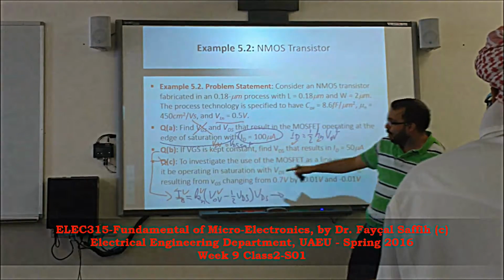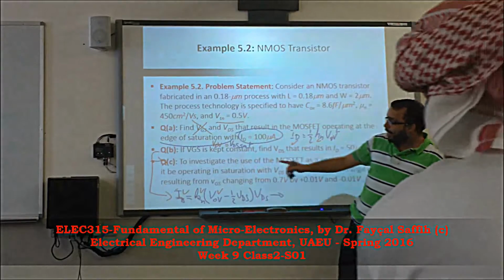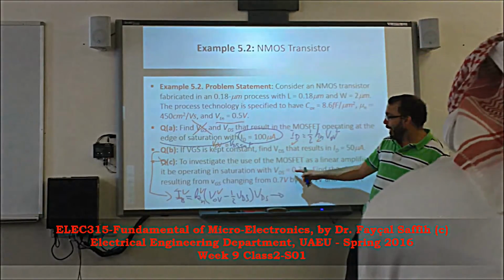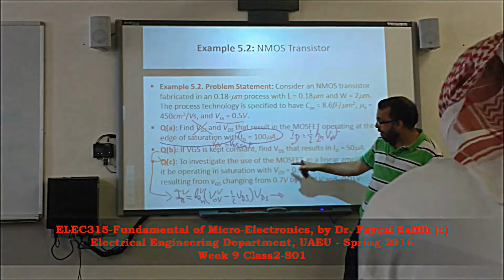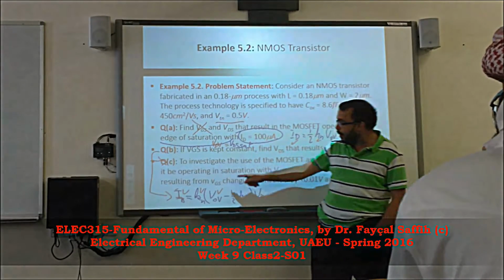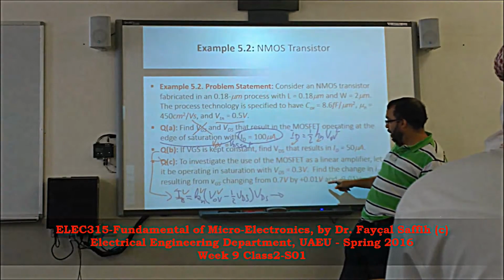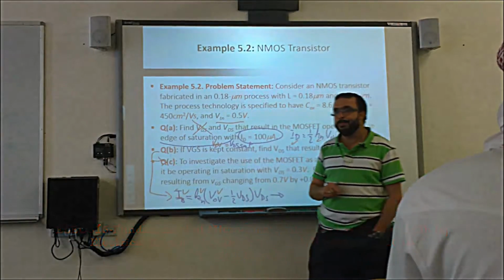Then the last one, to investigate the use of the MOSFET as a linear amplifier, let it be operating in saturation with VDS equal to this. So I'm sure now that there is saturation, this is VDS. Find the change in ID resulting from VGS changing from 0.7 by plus 0.01 and minus 0.01.